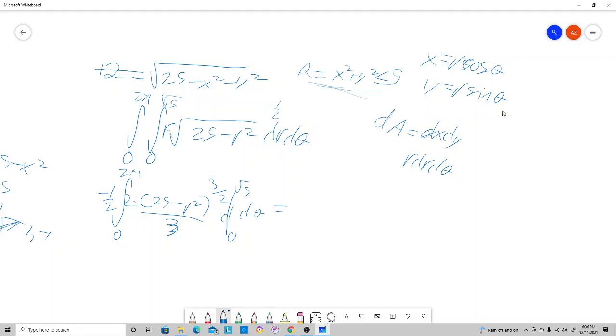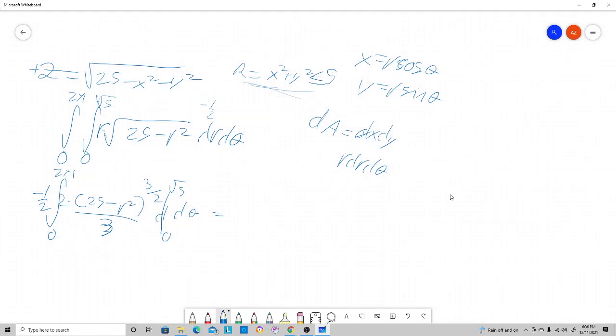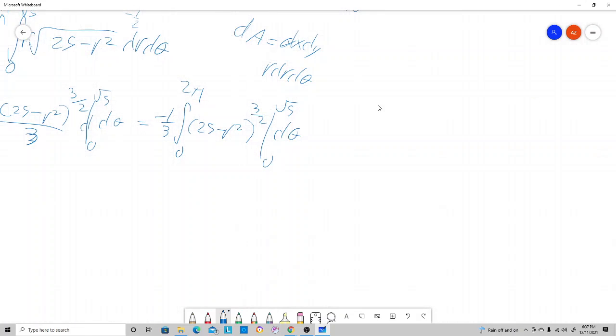Let's make this a little nicer. What we can do is pull this 2 and 3 out. This 2 would cancel this 2, so it will just be a negative 1 over 3, 0 to 2 pi. Then we just have 25 minus r squared over 3 over 2, 0 to square root of 5 d theta. Okay, so now we can plug this in.